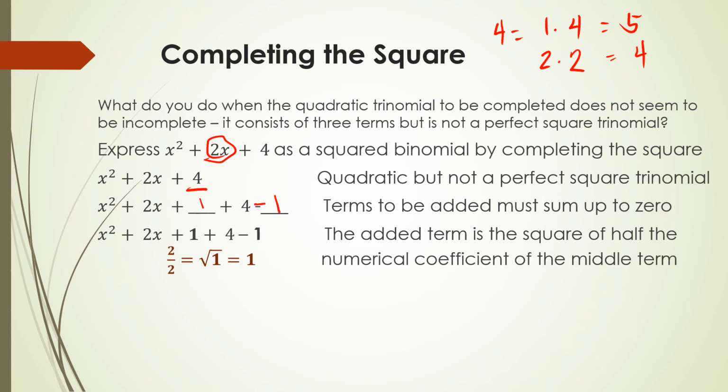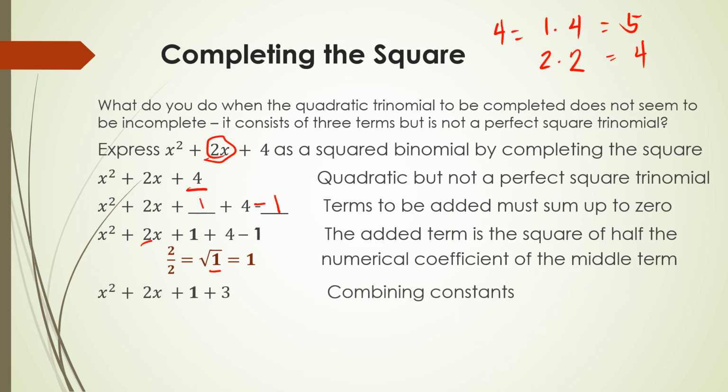Saan ang galing si 1? 1 is coming from the middle term, which is 2. You need to get the half of 2. Kalahati ni 2 is 1. After you get the half of 2, kailangan mong kunin yung square root. And then the square root of 1 is 1.